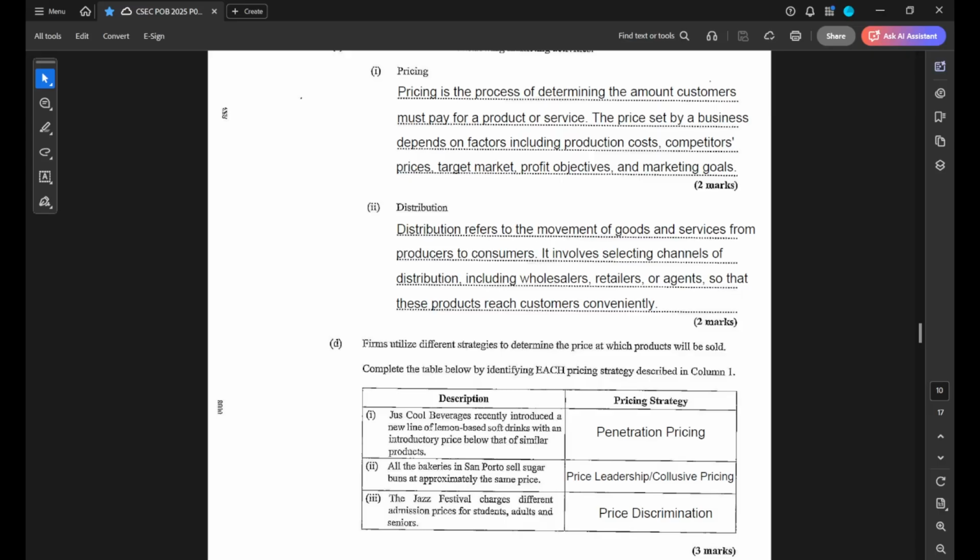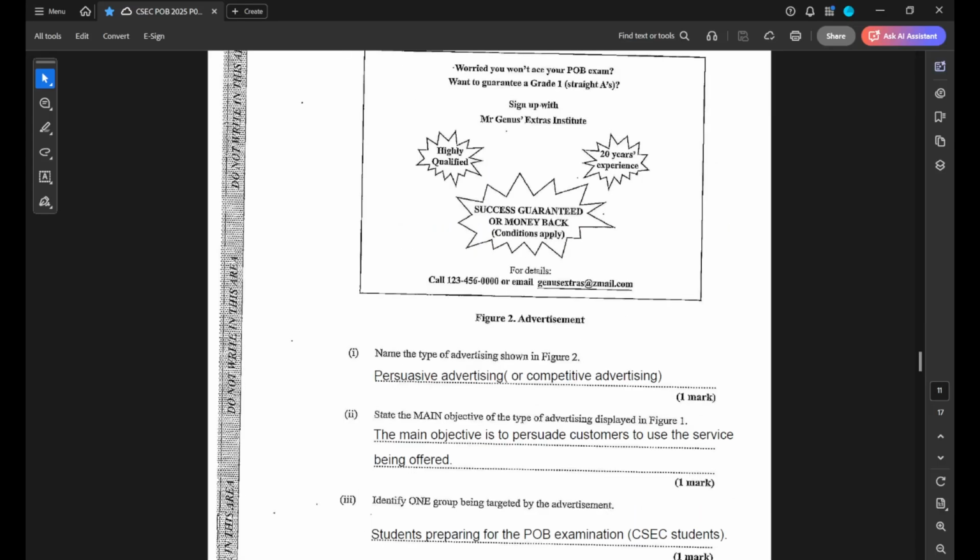That is persuasive advertising or competitive advertising. Part 2, state the main objective of the type of advertising displayed in figure 1. The main objective is to persuade customers to use the service being offered. Identify one group being targeted by the advertisements. Students preparing for the POB examination or CSEC students is the target audience.